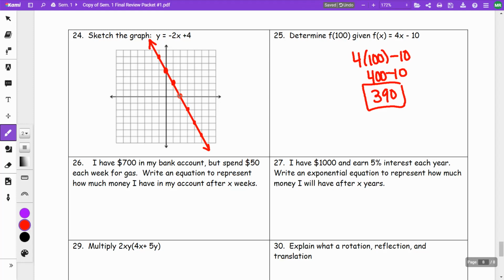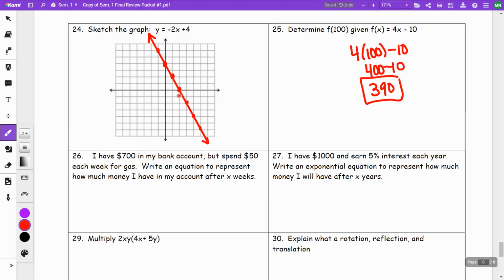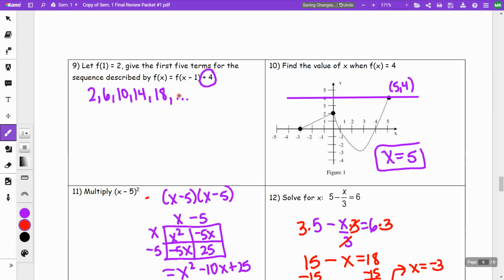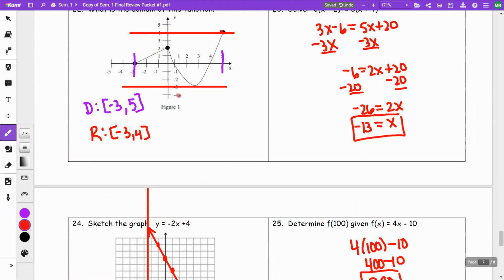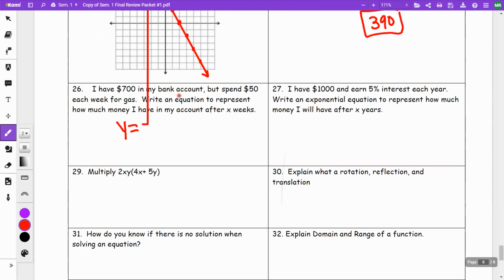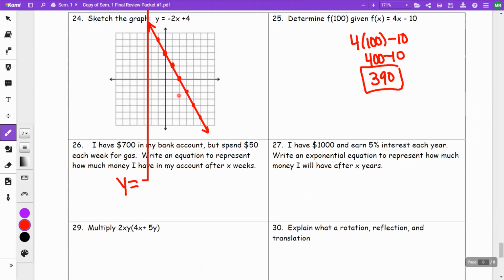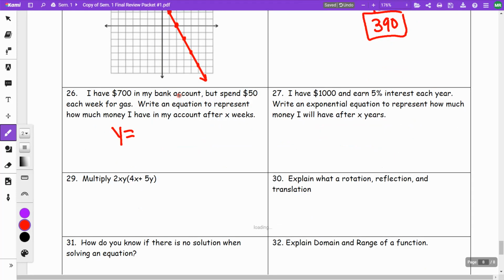On 26, I have $700 in my bank account, but spend $50 each week. Write an equation to represent how much money I will have in the account after x weeks. So y is equal to, starting with 700, and we're spending $50, so minus 50 each week, so 50x.